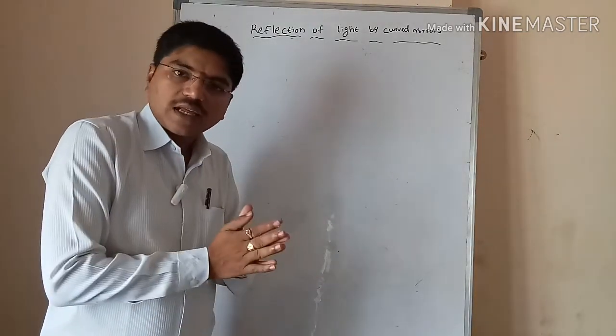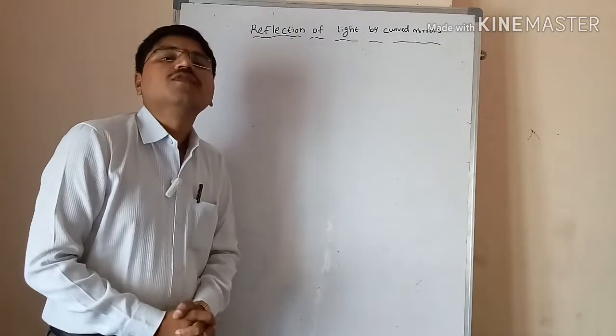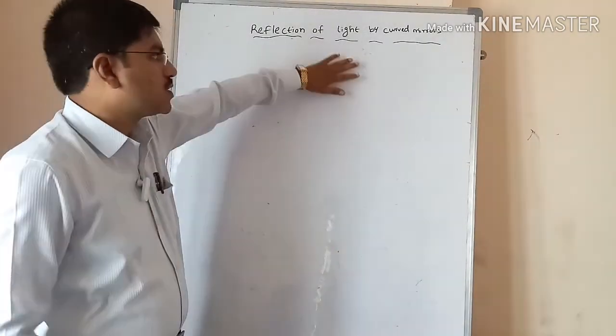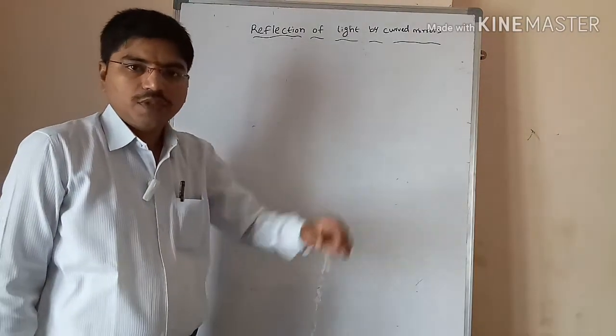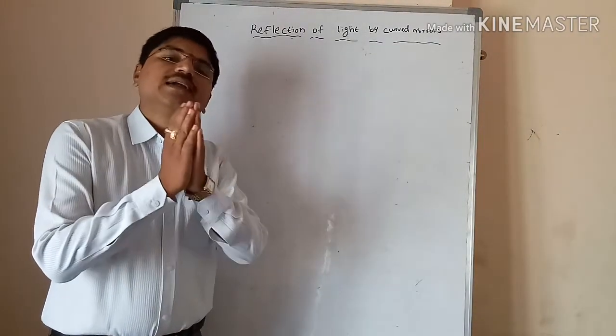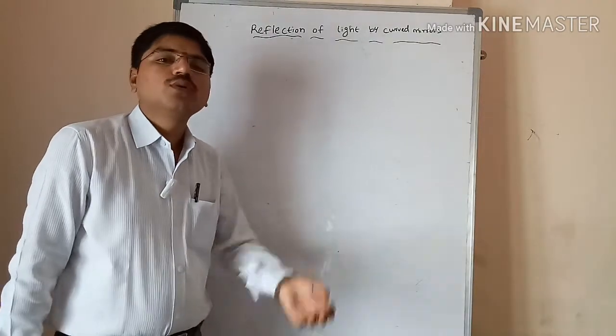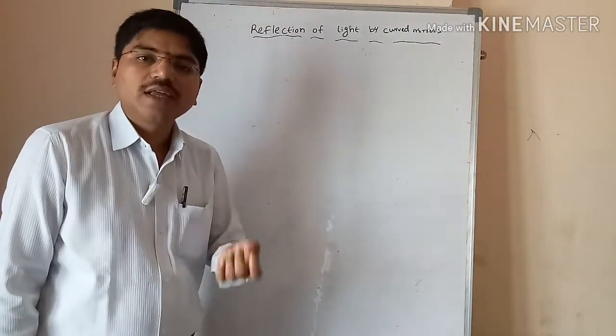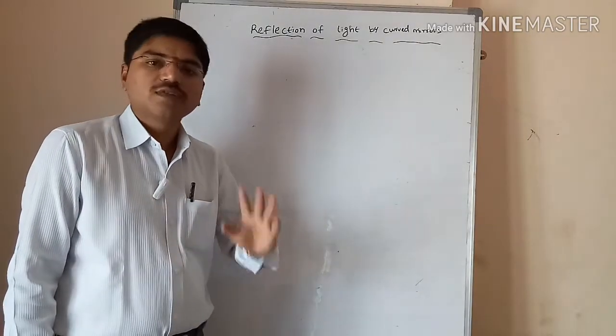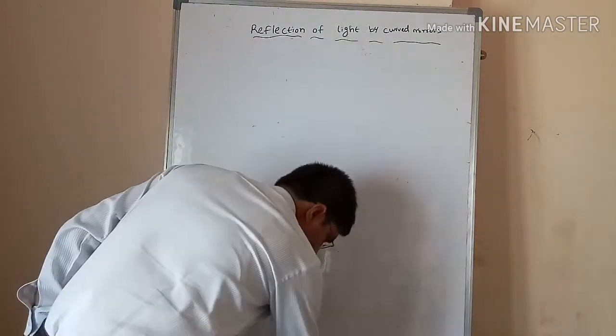So in our 10th class, especially the reflection of light by curved surfaces or curved mirrors will be there. In this chapter, the rules and sign conventions are important. Without knowing the rules and sign conventions, we cannot draw any ray diagram. So first of all, we can learn them. So now you see that.